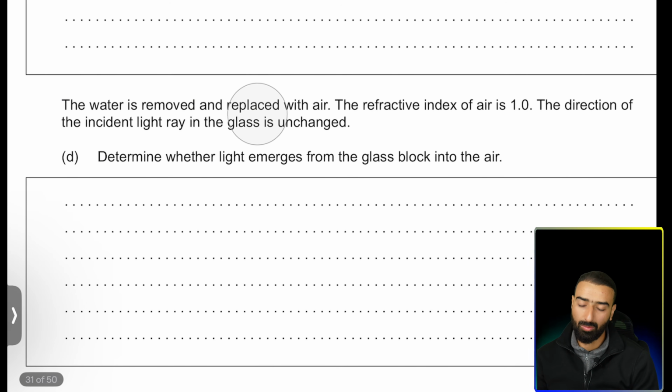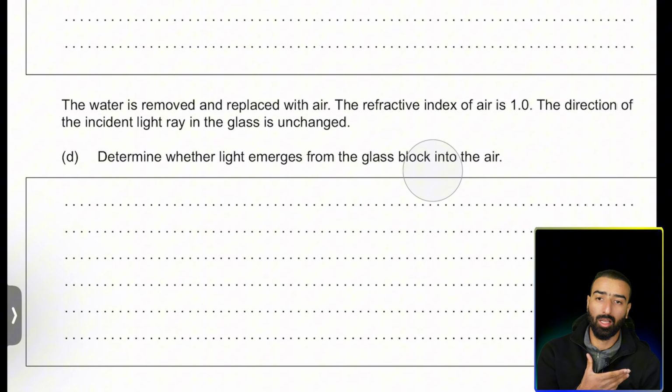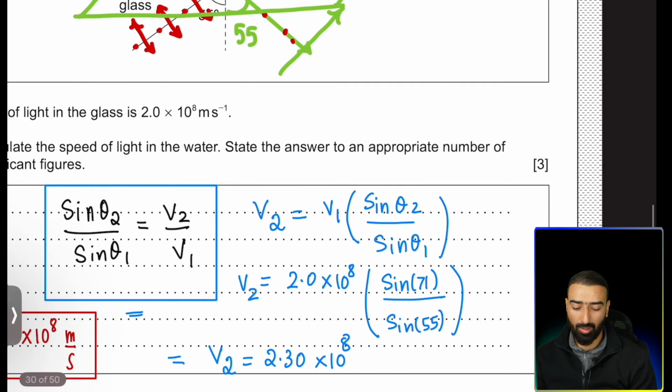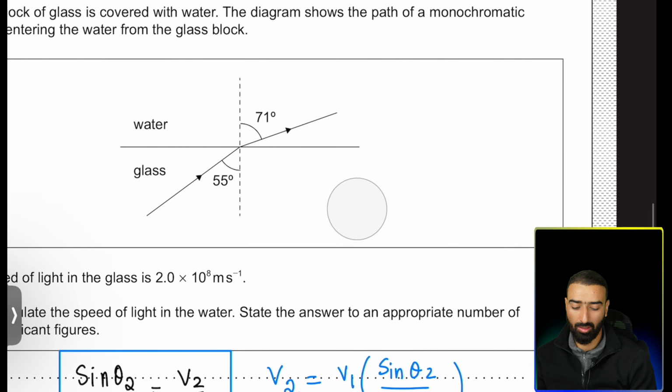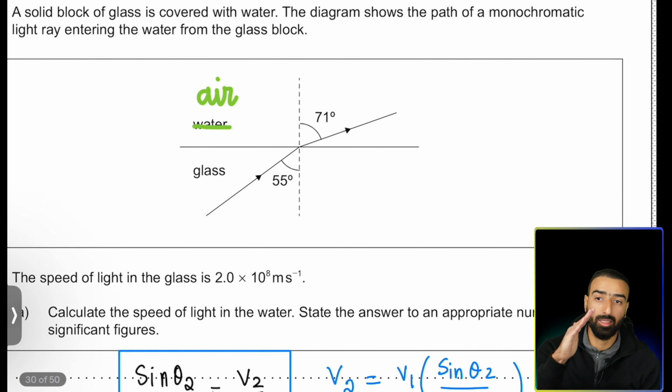The water is removed and replaced with air. The refractive index of air is 1.0. The direction of the incident light is unchanged. Determine whether light emerges from the glass block into the air. So instead of having water, water is replaced with air. And they want us to figure out if the ray of light emerges.